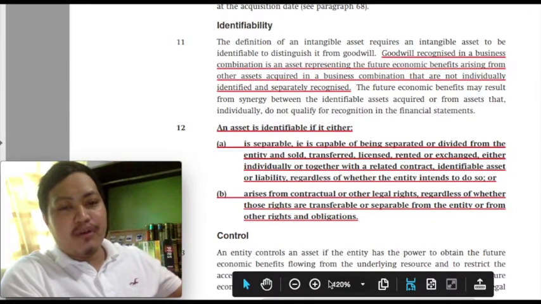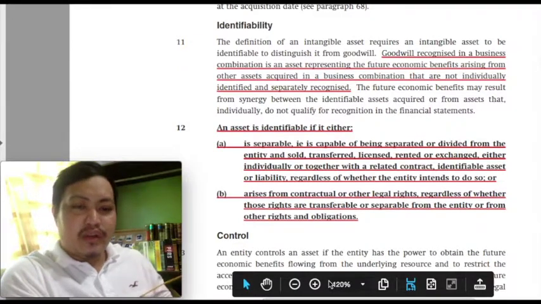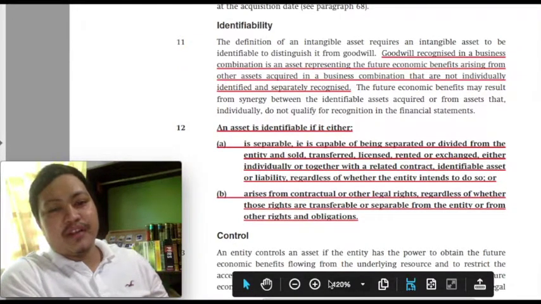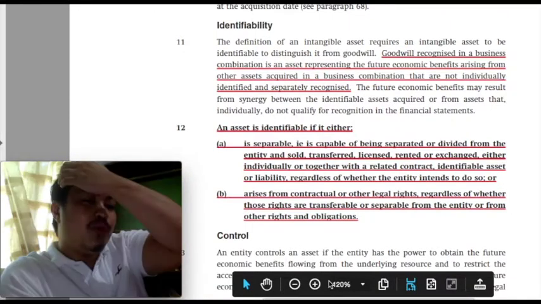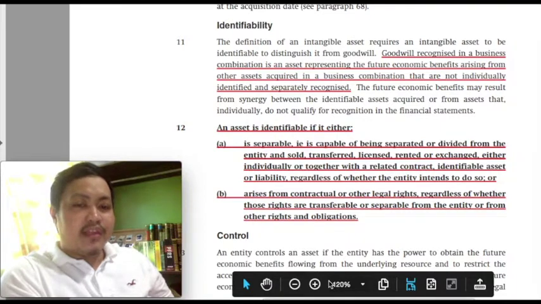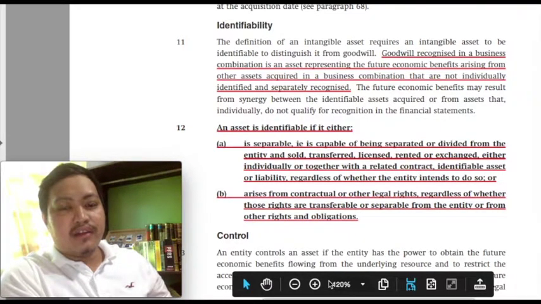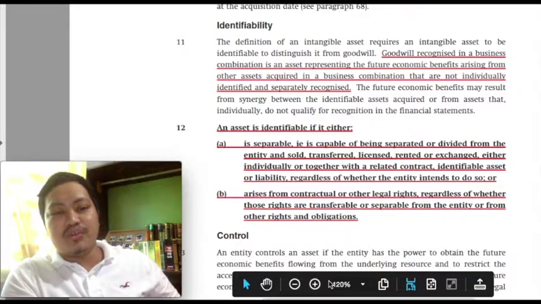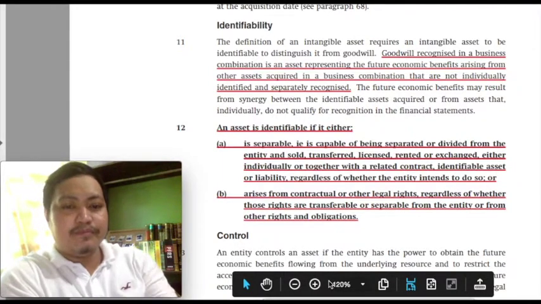If it is separable, then it can be very easy to identify it because we could not sell or transfer it if we cannot identify what we are selling or transferring. But if it arises from a contractual or legal right, then it would be very easy to enforce it, and therefore there will no longer be an issue as to its identifiability.